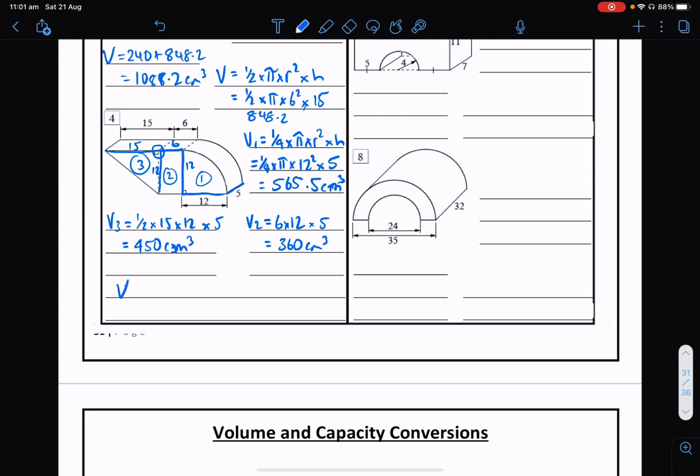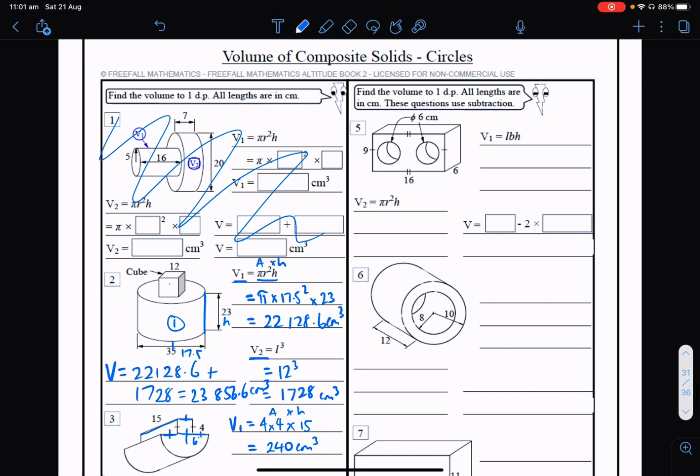So we get volume equals 565.5 plus 450 plus 360 equals 137550 centimeters cubed. Okay, so it's just doing one piece at a time.